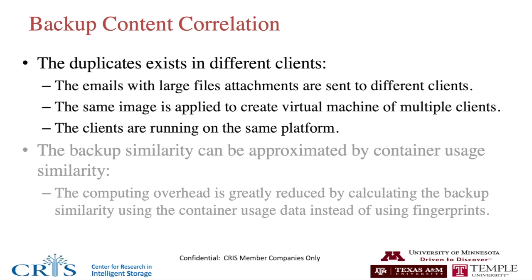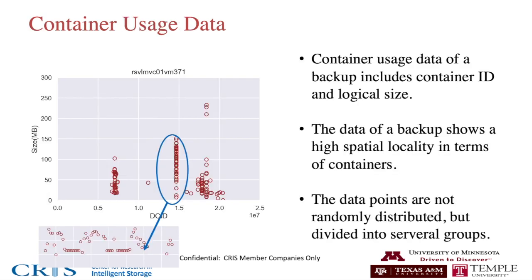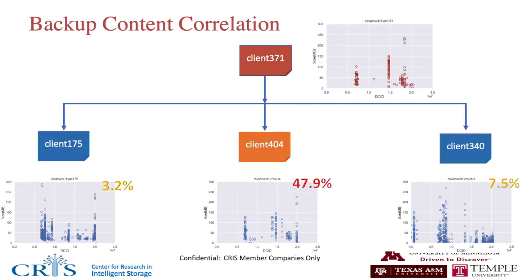The reasons are various. Container usage is one of the key metrics to design PBCCF. The container usage data includes the container ID and the size of the data content saved in the container for that backup, which is shown in the 2D plot. The data points in the plot show high spatial locality in terms of the containers. As we can see, the data points are not randomly distributed, but divided into several groups.